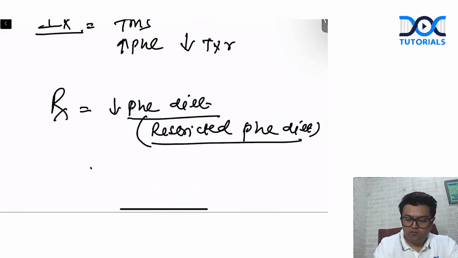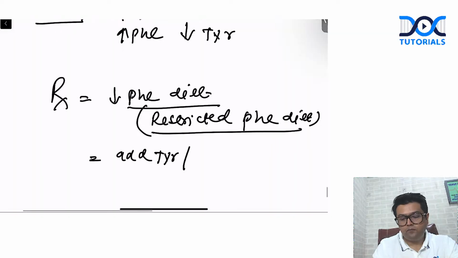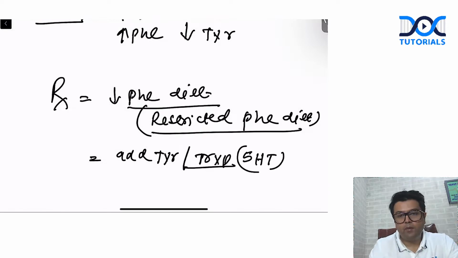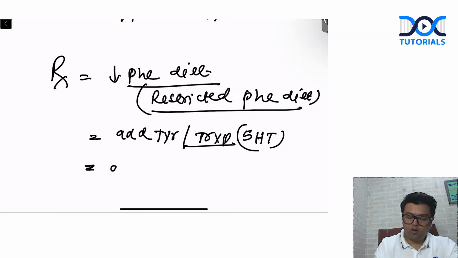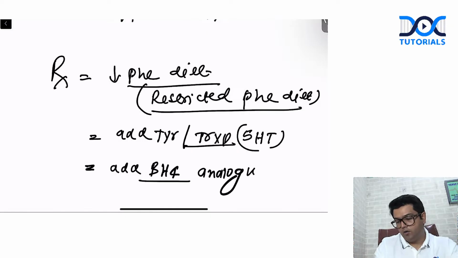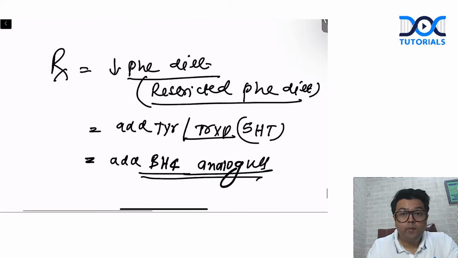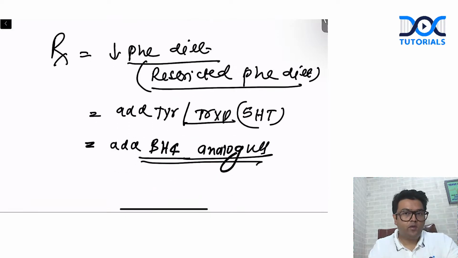So guys, we can add tyrosine, or we can also add tryptophan, especially 5-hydroxytryptophan. Why? Because it will cross the blood-brain barrier. Right? So we can do that. We can also add BH4 analogs. These are drugs which resemble or mimic the function of BH4. We can add that because BH4 deficiency is also a cause of this case, that is phenylketonuria.